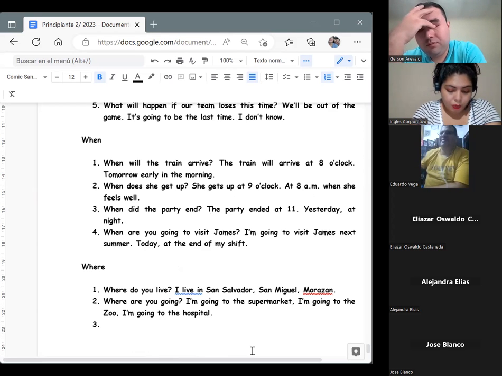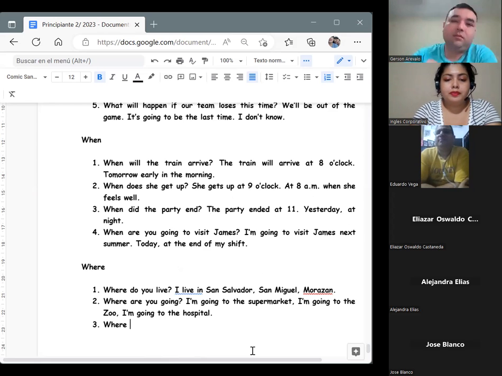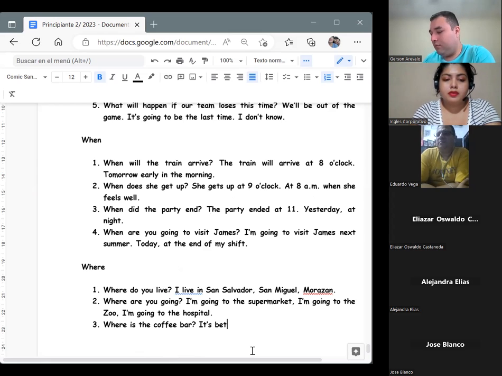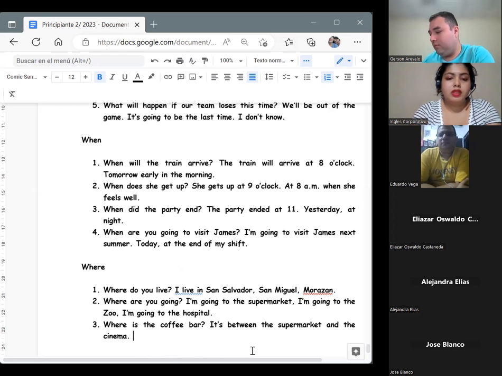Next one, number three. Where is the coffee bar? And we can say, it is between the supermarket and the cinema, or it is in front of the supermarket.